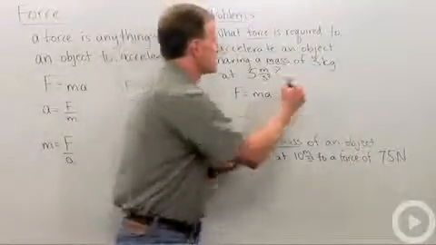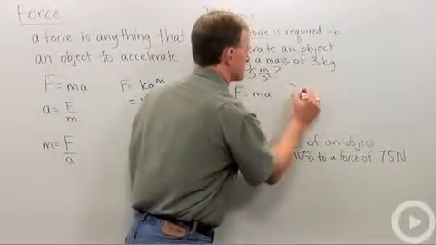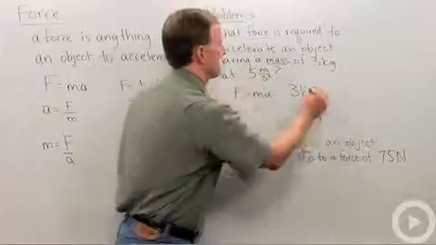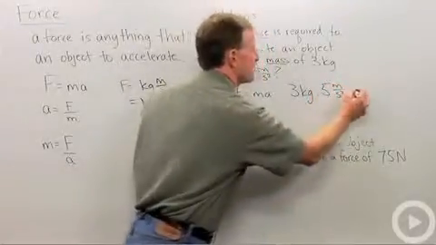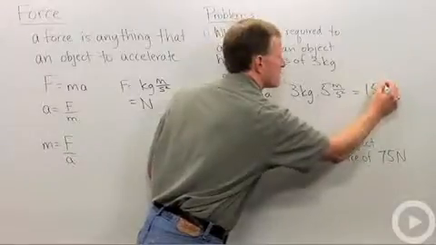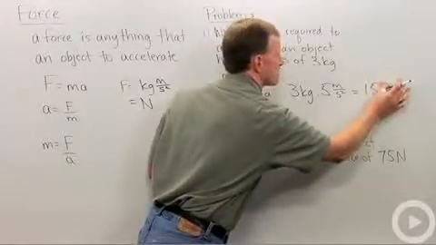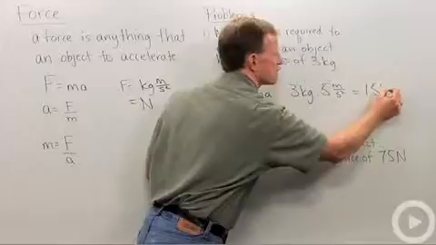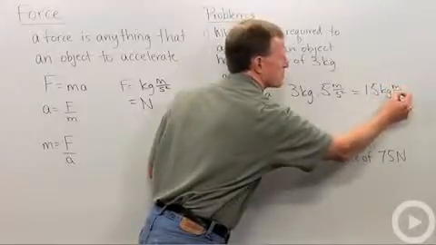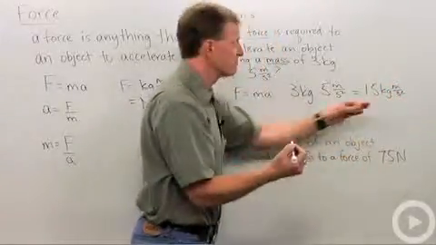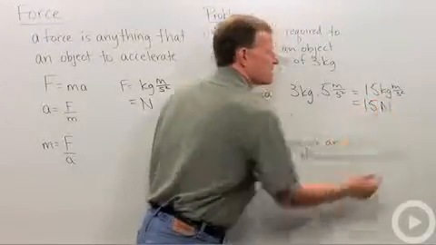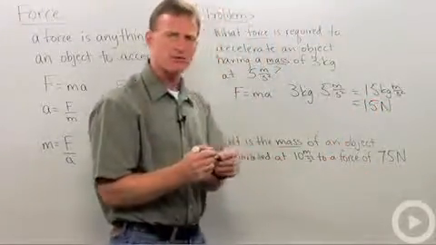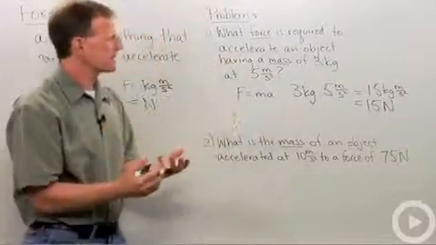If I say 3 kilograms times 5 meters per second squared, I get 15, don't forget my kilograms, times meters per second squared. And again, I don't like that unit, so I'm just going to call that 15 newtons. Pretty straightforward. Let's look at a second problem.